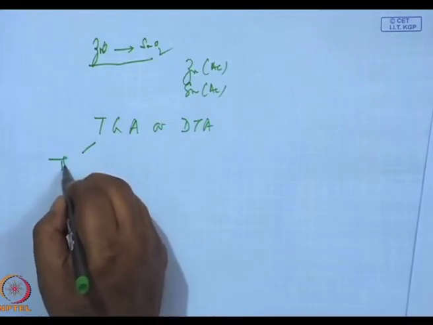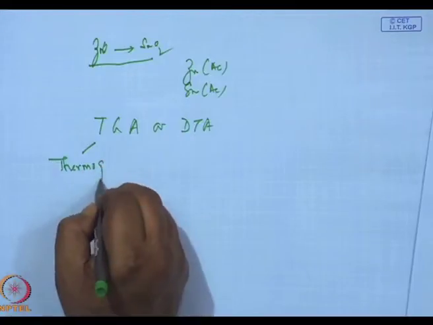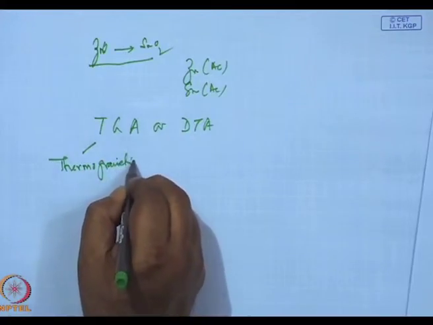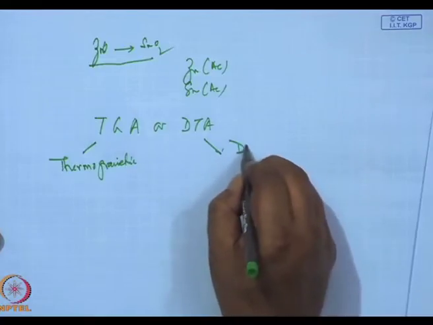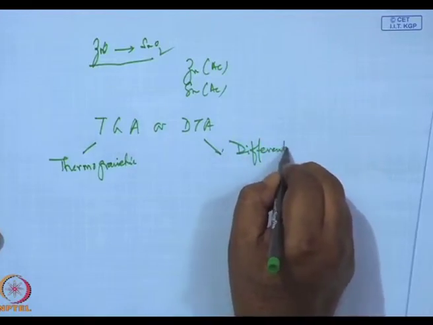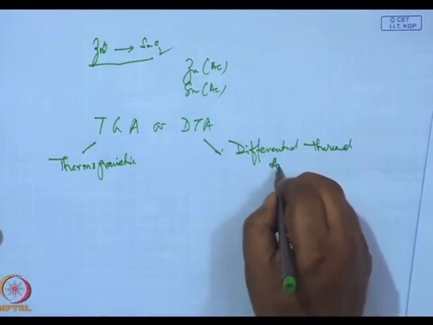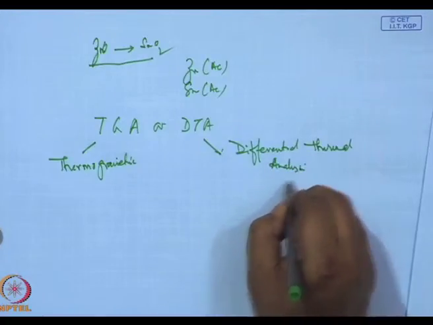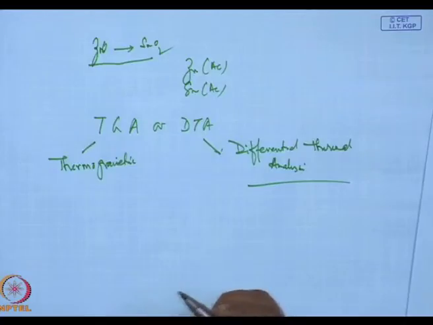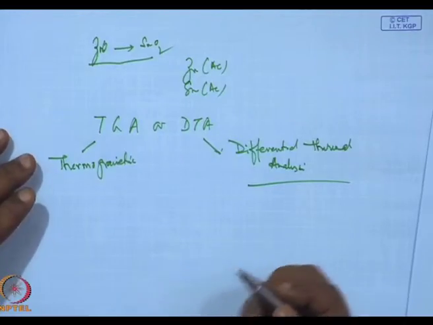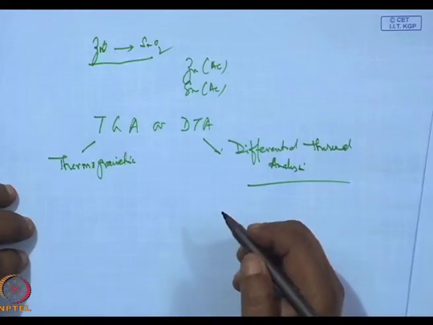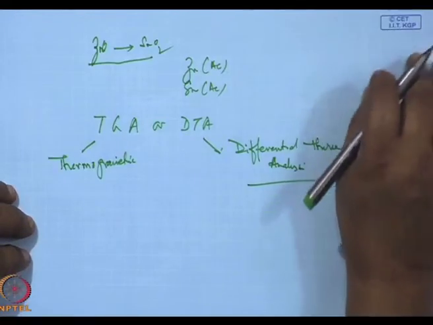This is thermogravimetric. This is differential thermal analysis. They are done the same experiment. Let me talk of what they are, because a ceramist needs to know this, and of course you will have to handle it during your characterization part.